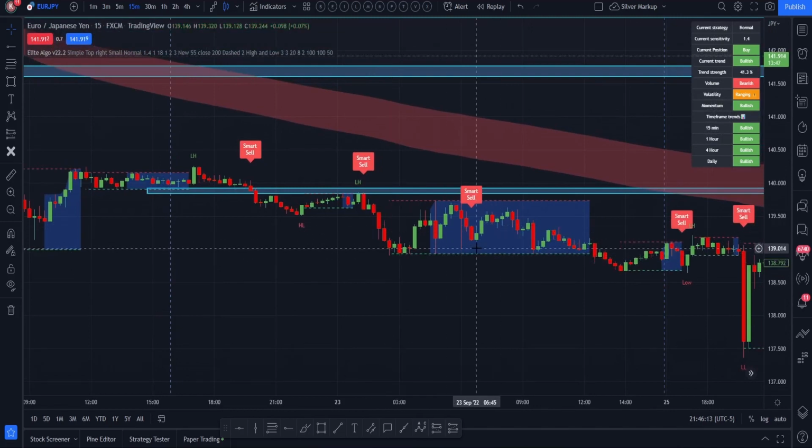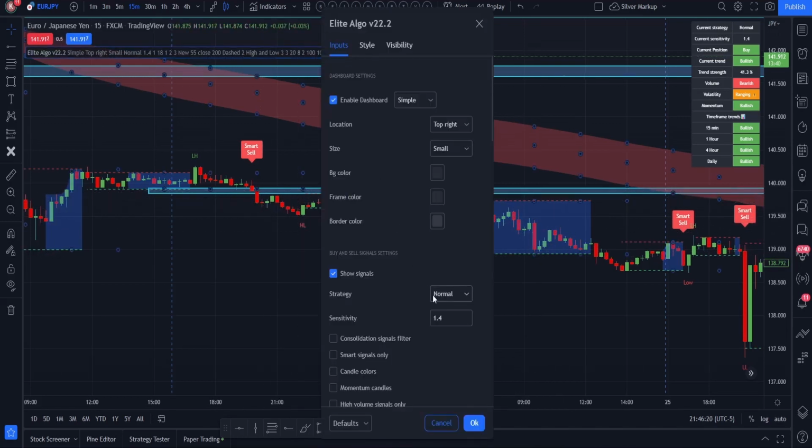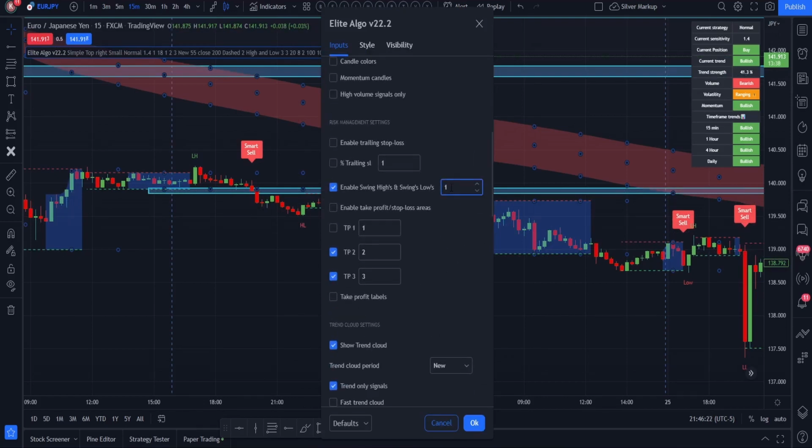Next one here is you got your smart sell, and this one probably should have showed a lower high. Let me actually increase the sensitivity. Let's go to 15.